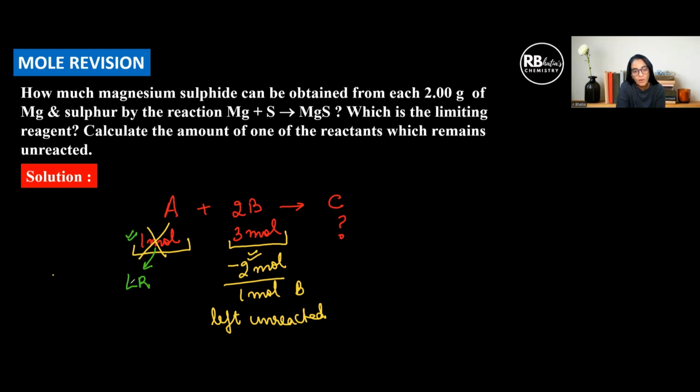How do we decide how much of C is formed? We decide it on the basis of the limiting reactant. Since 1 mole of A gives 1 mole of C, and here we had only 1 mole of A, we will say the product formed is going to be 1 mole of C, right?